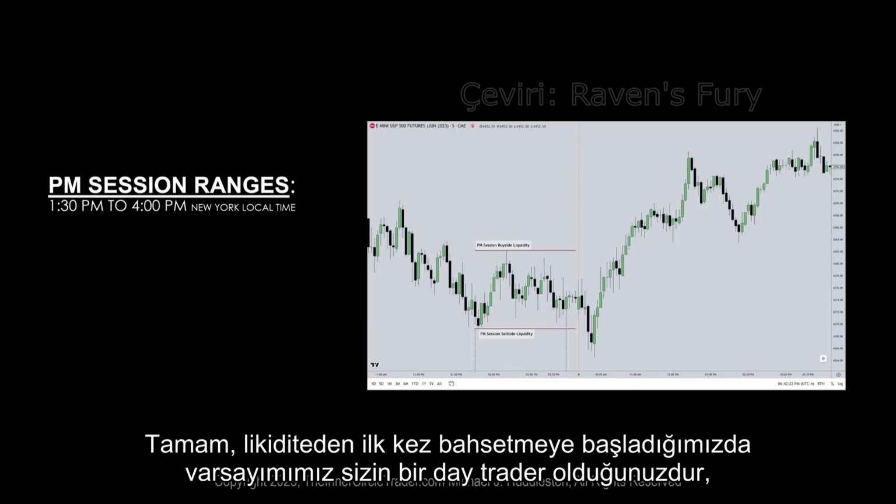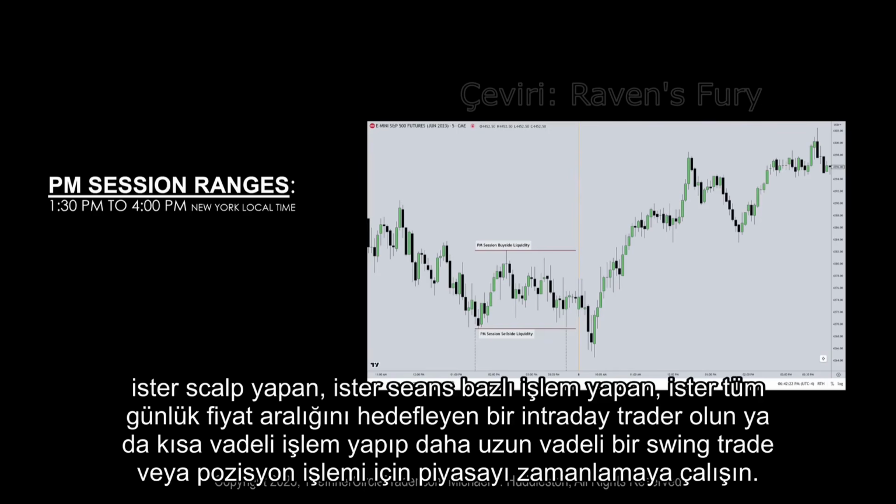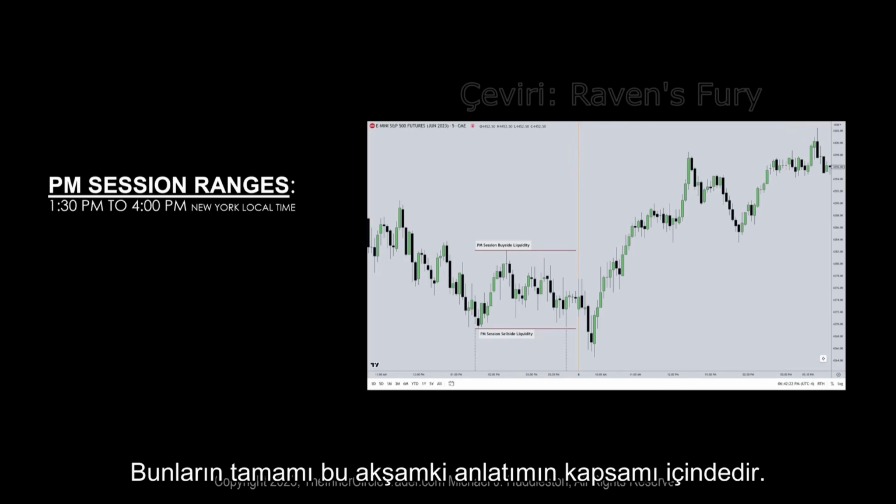All right, so when we first start talking about liquidity, the assumption is you're a day trader, whether you're a scalper, whether you are a session trader, an intraday day trader where you're trying to do the entire daily range, or if you're just a short-term trader or you're looking to time the market for your longer-term swing trade or position trade. All of that is encapsulated in tonight's discussion.